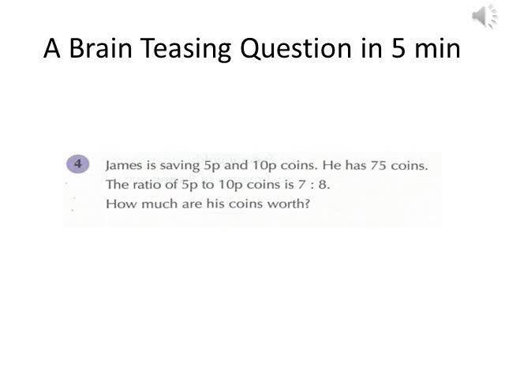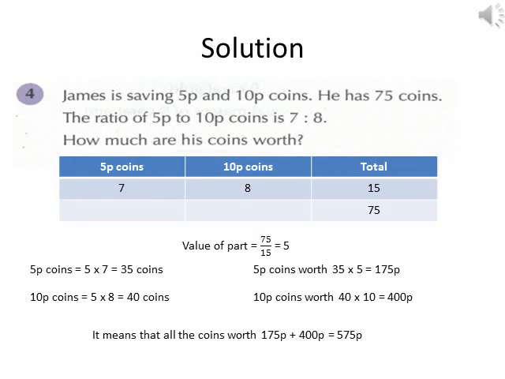So we solved question number A in the last slide, and starting from number B and C, they are here, the brain teasing questions. So, okay, for the brain teasing question solution, let's read it together. James is saving 5 piasters and 10 piasters coins. He has 75 coins. The ratio of 5 piasters to 10 piasters coins is 7 to 8. How much are his coins worth? Take care of this question because it's a little bit tricky. He's saying that he has 75 coins altogether. I didn't say that he has 75 pesos or 75 pounds. No, I said that he has 75 coins, which is a mix of 5 piasters and 10 piasters.